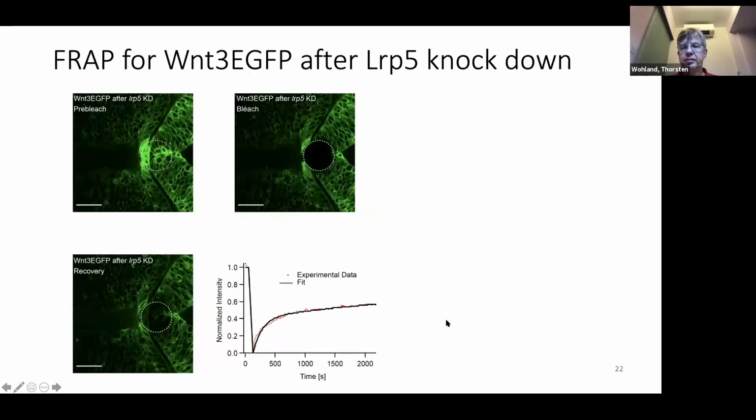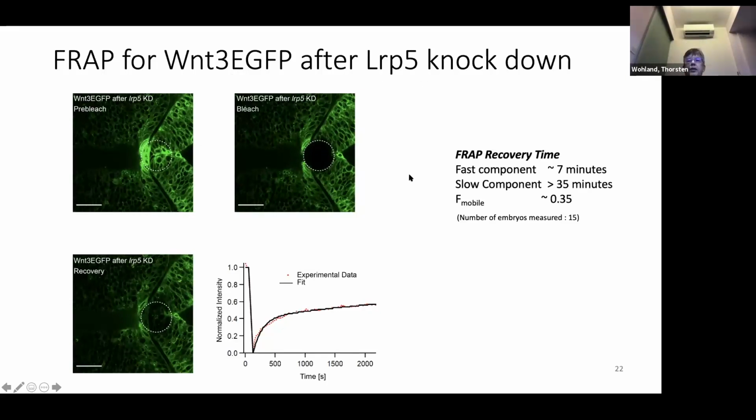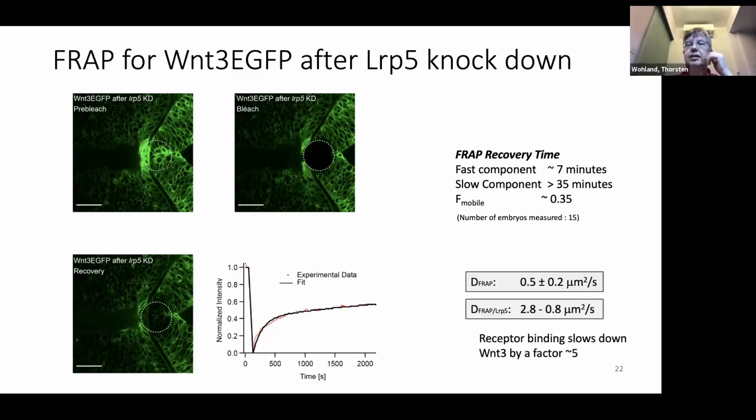And now, because we know that, we can test how much the binding of Wnt3 to its receptor, frizzled, with the help of LRP5, changes the diffusion coefficient. So we have done the experiments with FRAP again, with Wnt3 EGFP, before and after LRP5 knockdown. And again, we get a recovery, and FRAP before knockdown is 0.5 micrometers squared per second. After we knock down LRP5, we get about 2.8 micrometers squared per second. So what that means, the binding to the receptor is another factor 5.